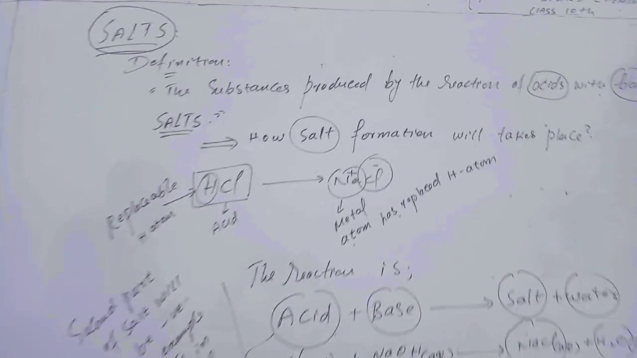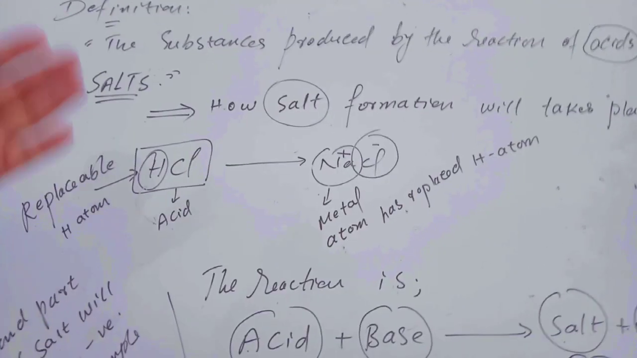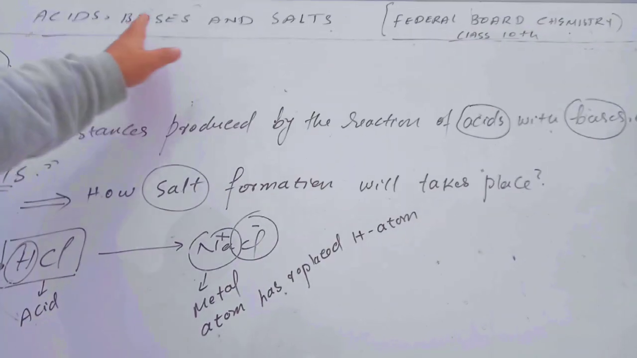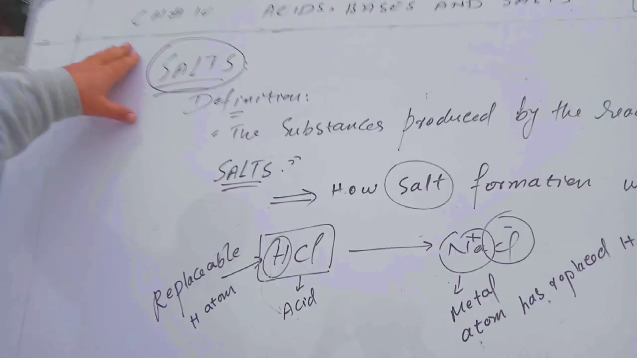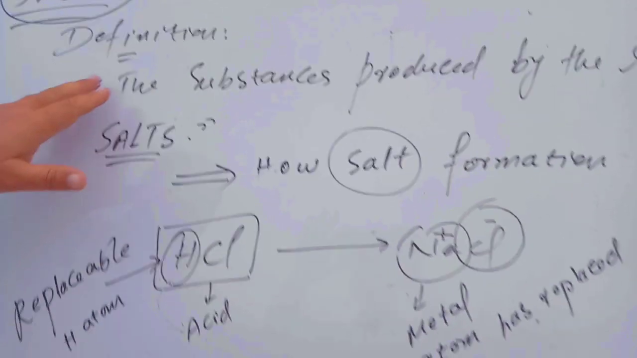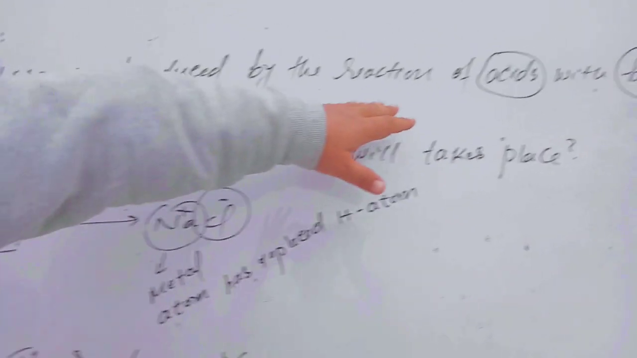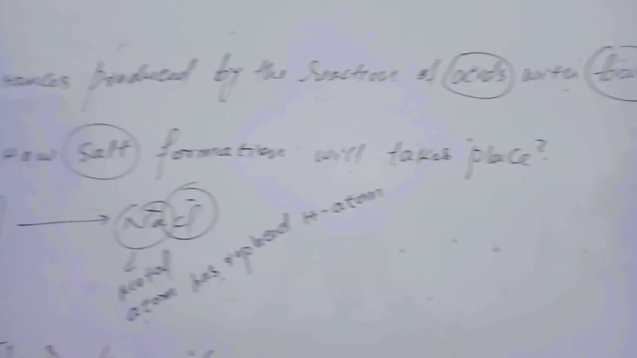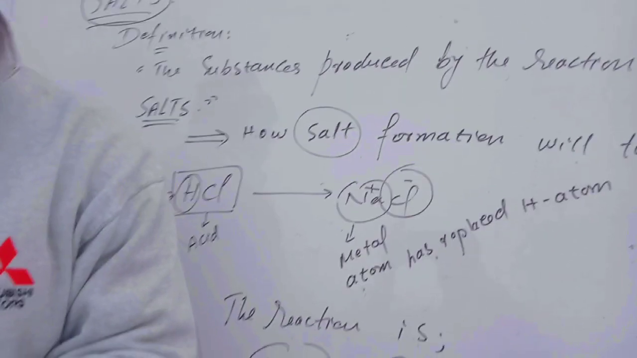Today in the Federal Board Chemistry class 10, chapter number 10, acids, bases and salts, we will discuss the salts. First of all, we will define the salts. These are the substances produced by the reaction of acid and bases. When acids and bases react with each other, they produce salt and water.